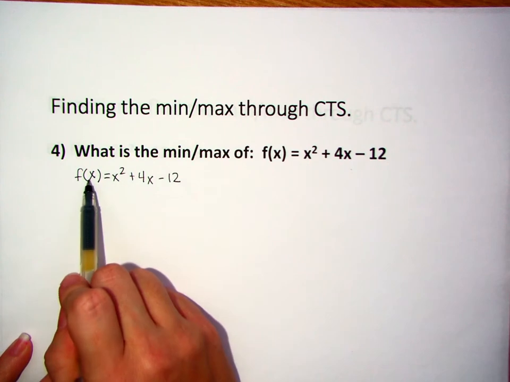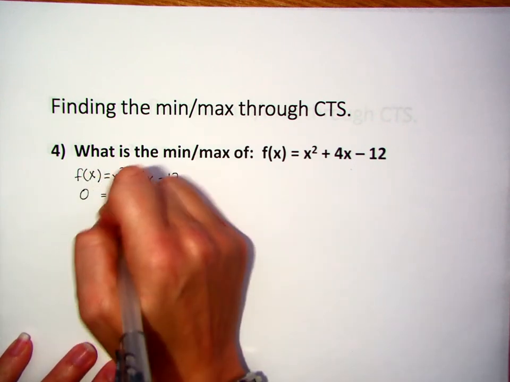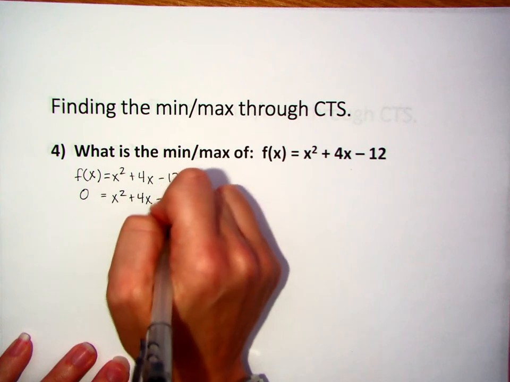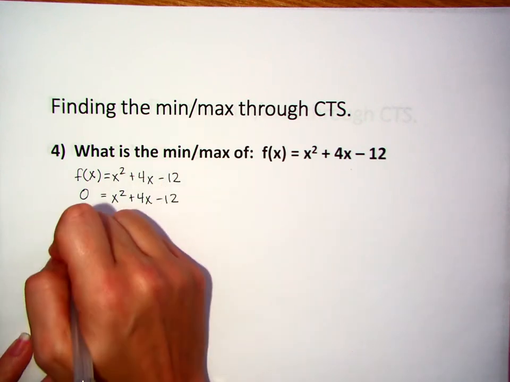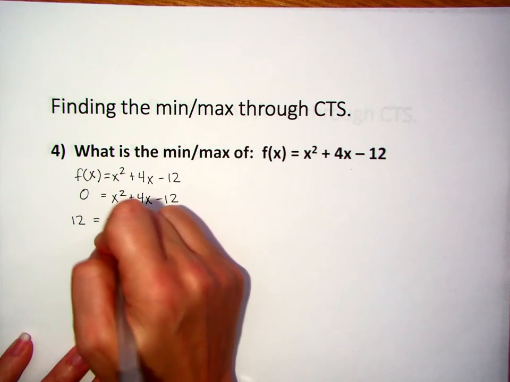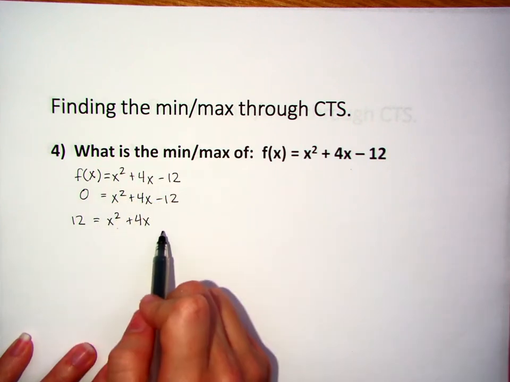And we want to think about this as if it's a zero, for just the time being: 0 equals x squared plus 4x minus 12. So if we were completing the square, we'd move c to the side, add 12 to both sides, and 12 equals x squared plus 4x. Then we make this a perfect trinomial square.